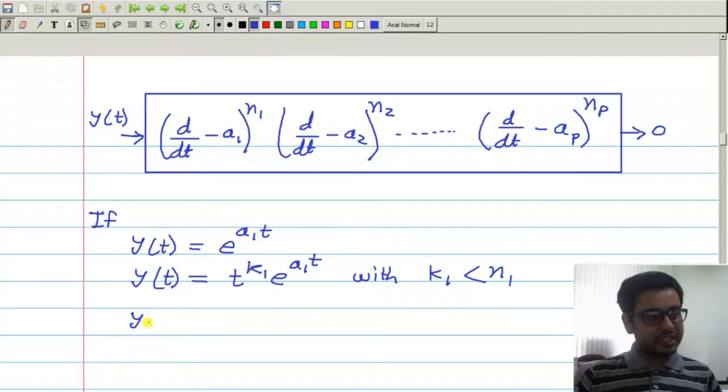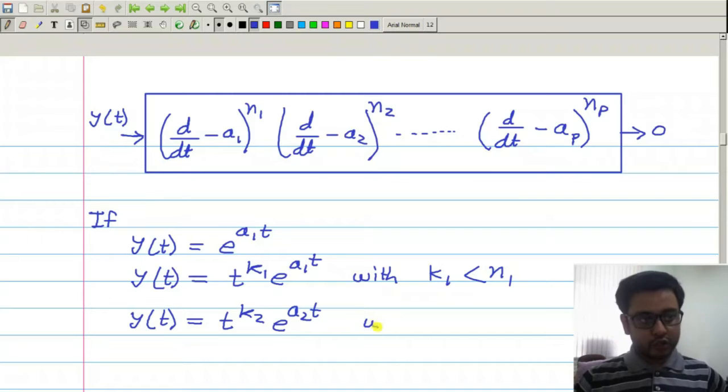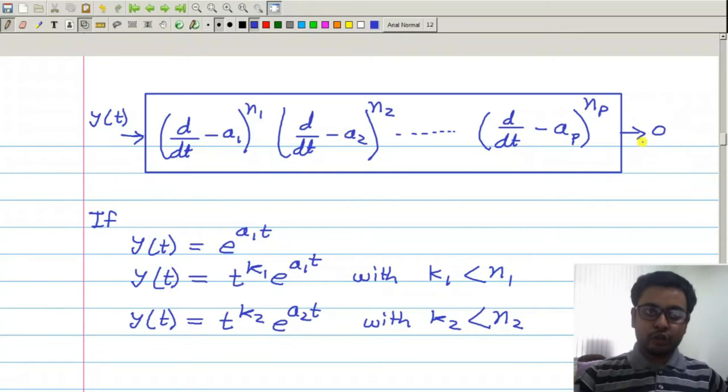Similarly, if you take y(t) equal to t to the power k2 e to the power a2t, with k2 an integer less than n2, then also you shall get 0. Why? Because you have to operate all these operators one by one on this signal, and the order of operation does not matter. So you can operate (d/dt minus a2) first, and that will give 0, and so the final result will also be 0.